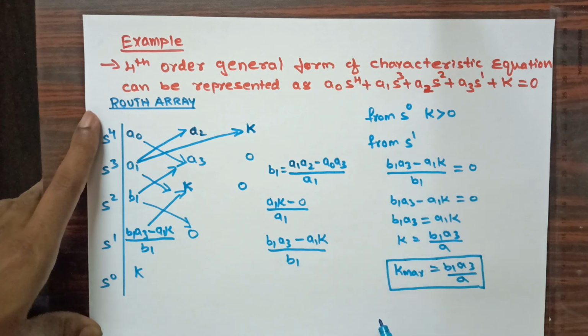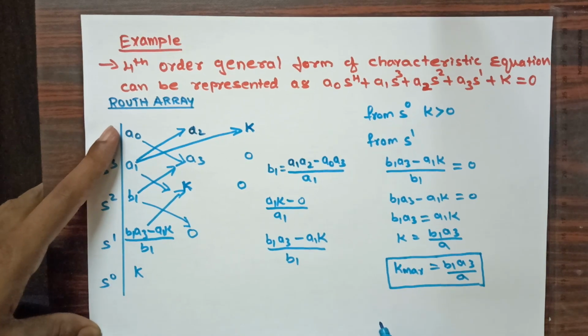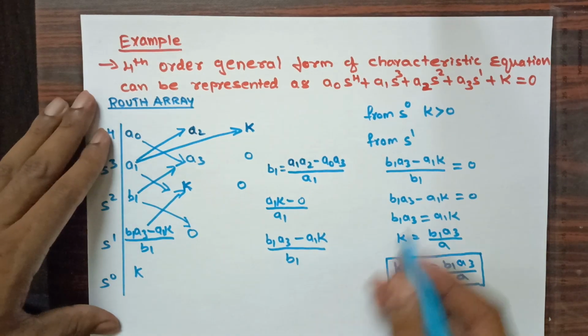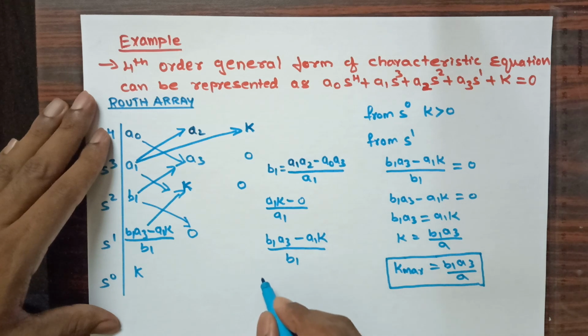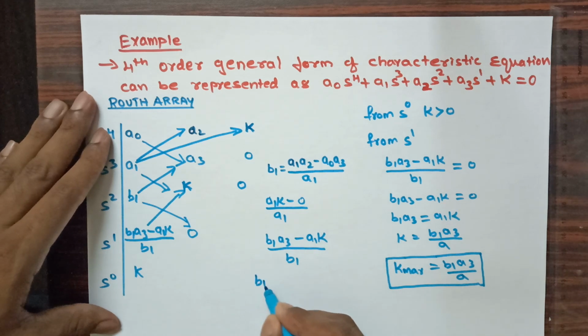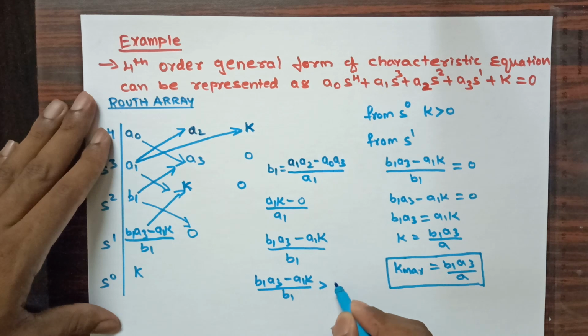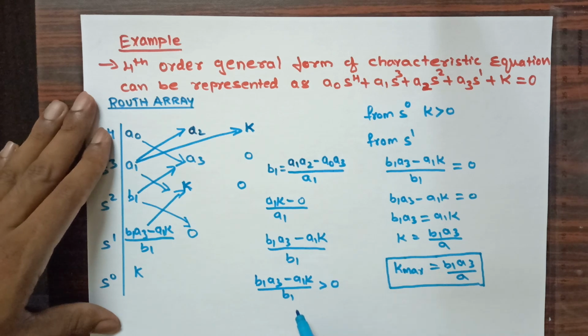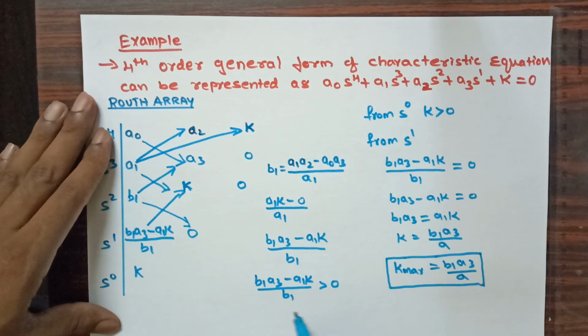From that I am going to get the range of the k margin. You can see here I will be taking this equation. I am considering (b1 into a3 minus a1 into k) whole divided by b1 greater than 0. And now this b1, if it goes to the right hand side, then we are going to get b1 into a3 minus a1 into k greater than 0.